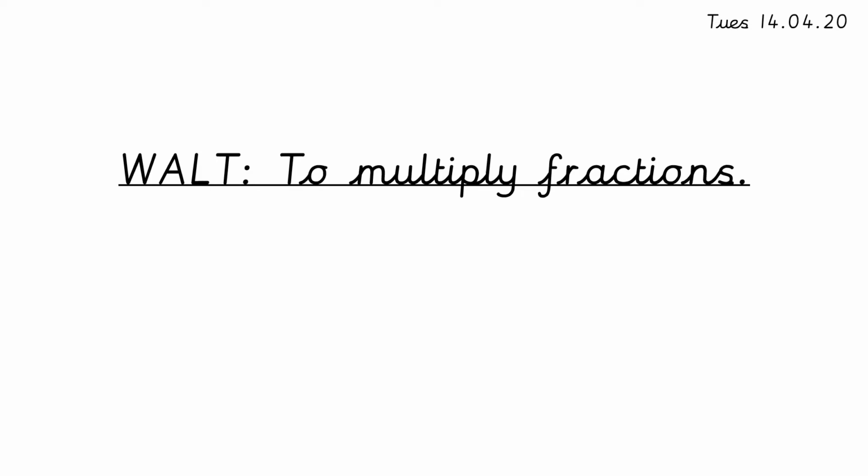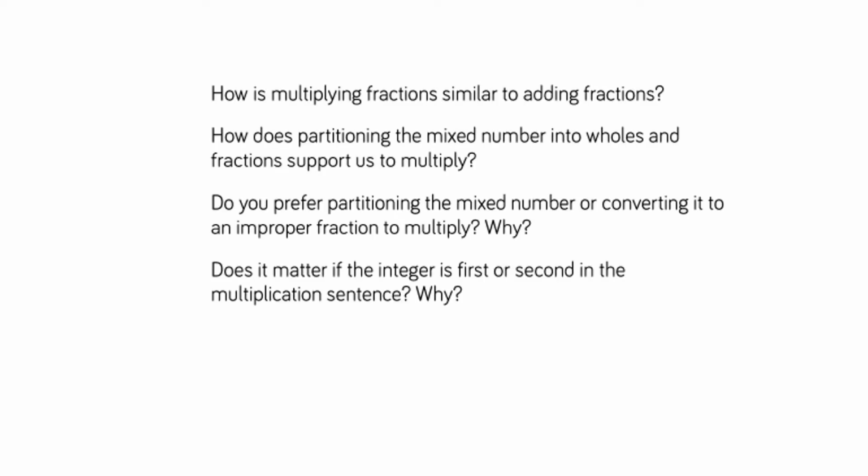So, carrying on from last week, this week we're going to be starting off with multiplying fractions. So I just want you to think about the following. How is multiplying fractions similar to adding fractions? How does partitioning the mixed number into wholes and fractions support us to multiply? Do you prefer partitioning the mixed number or converting it to an improper fraction to multiply, and why? And does it matter if the integer is first or second in the multiplication sentence, and why? That just means the whole number. Okay, so does it matter if the whole number is first or second? So have a think, write down your answers, and then we'll go through some explanations.